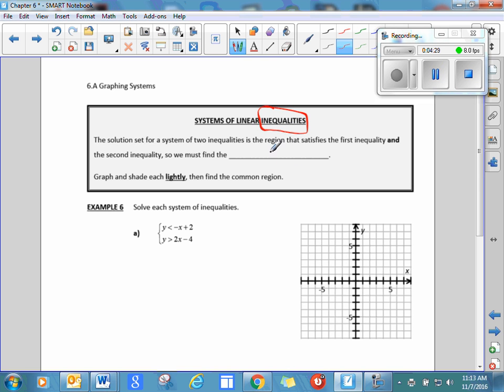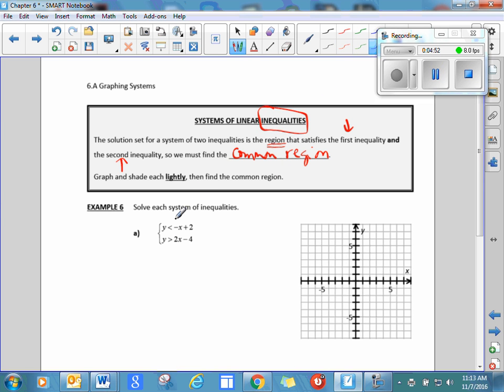So instead of being a line or a point on a line, it's going to be a region of the coordinate plane that satisfies both the first and the second inequality. So we must find the common region, the area that these lines have in common when you go work them individually.